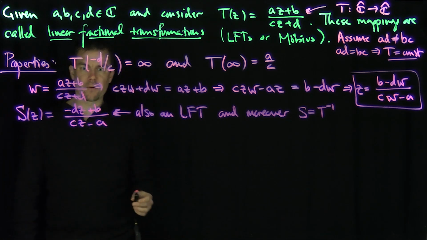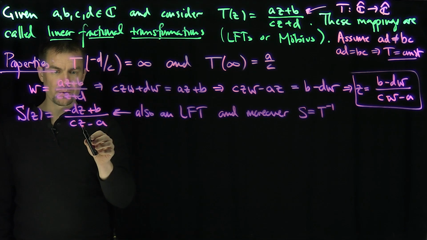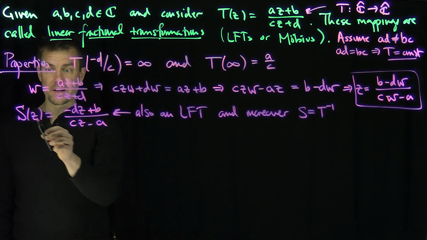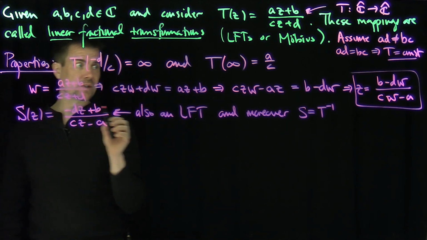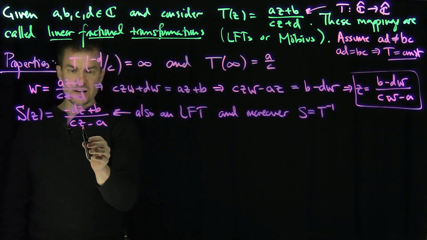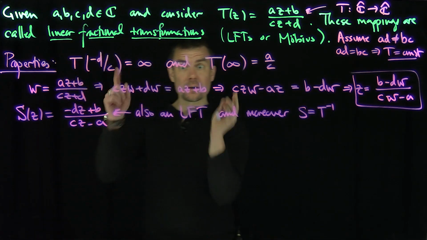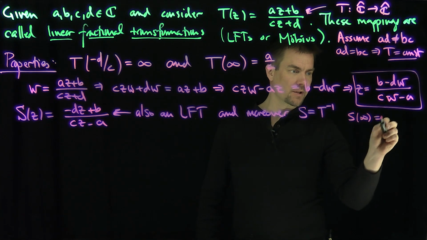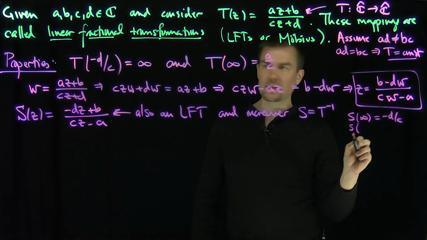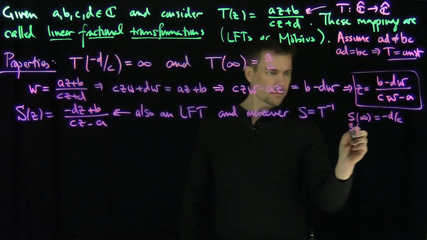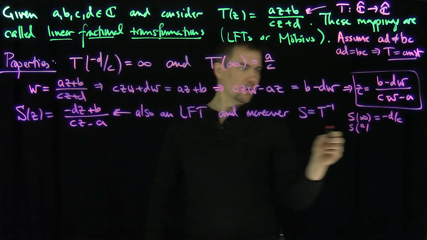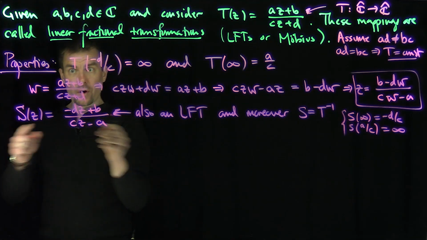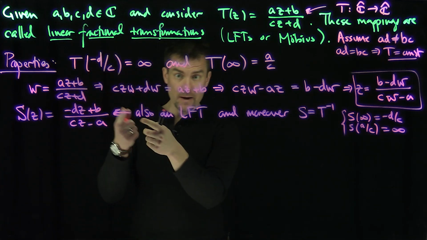And so in particular, what do we know? If I let Z go to infinity, I get negative D over C. Oh, look, it's exactly the property I want. So in other words, S of infinity is negative D over C. And if I plug in A over C, I get infinity, right? So it interchanges these roles, right? It swaps the roles of infinity and 0, and every other point in the Riemann sphere gets mapped to a unique value, right?